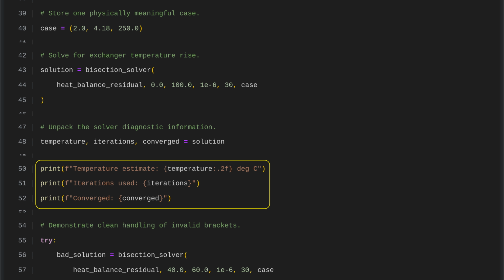The output summarizes the bisection solver by showing the estimated temperature in degrees Celsius to 2 decimal places, the number of iterations it needed, and whether it successfully converged within the required tolerance.